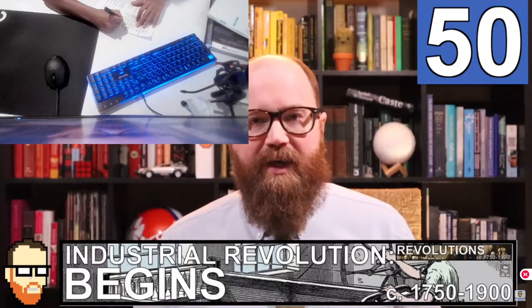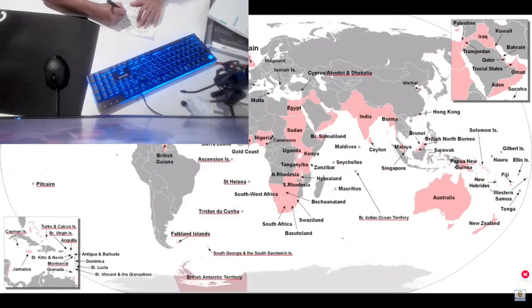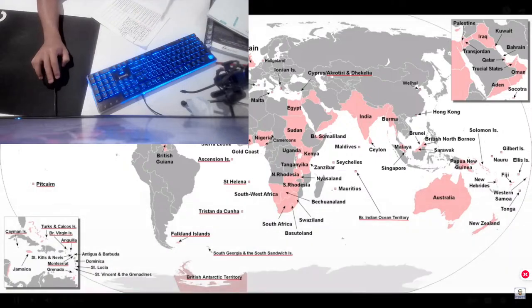So your property's protected. Fourth, empire. The British Empire is massive in this period, and especially in Unit 6, where their empire will be the largest empire of all time. So if you need anything you don't have on this island, the British Empire has you covered. Need to sell industrial products around the world? The British Empire has you covered.